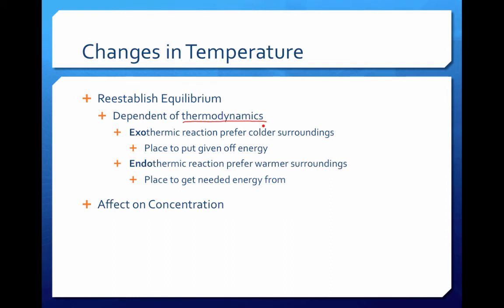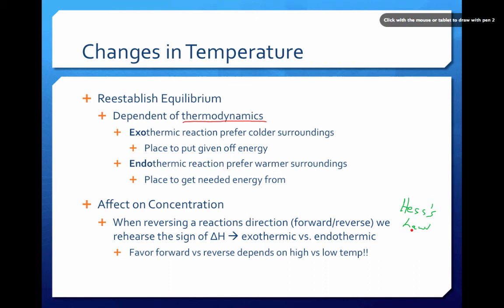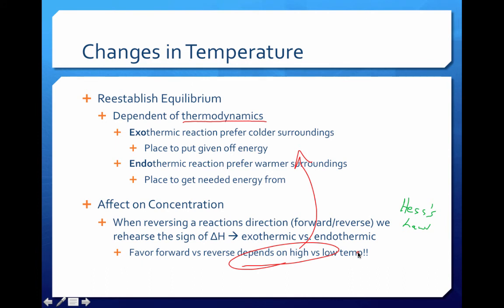So then what effect does this have on the concentrations as we do things like changing temperature? Well, one thing we should say is that when you're reversing the reaction's direction, forward versus reverse, we're reversing the sign of delta H. We change an exothermic reaction into an endothermic reaction, or an endothermic reaction into an exothermic reaction. And if you recall, we talked about this a lot when we were dealing with Hess's law. You could reverse a reaction and it reversed the sign of delta H. This is going to then favor the forward or reverse direction depending on whether the temperature is high or low. So the forward or reverse reaction is going to happen in order to get back to these favorable conditions that we talked about up here.